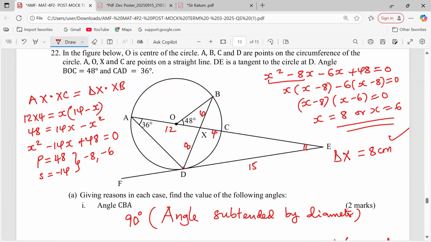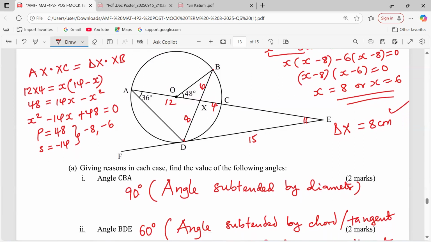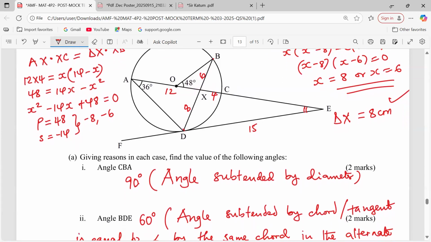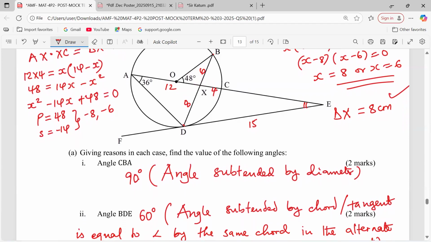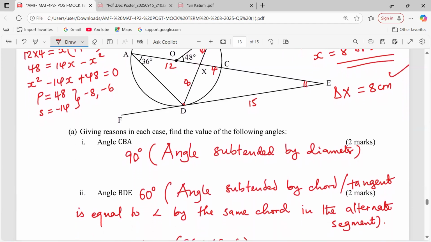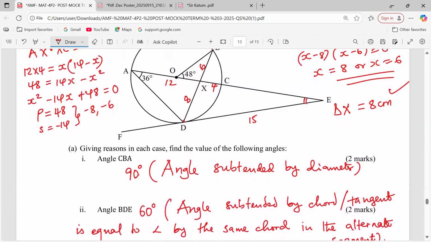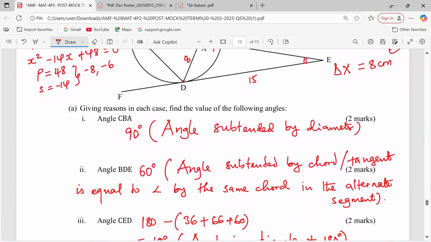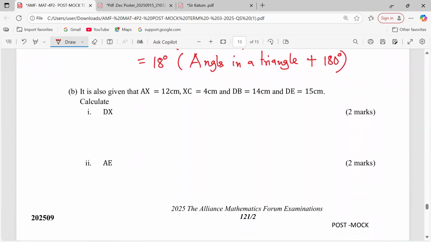But since the two values of x are positive, the mark will go to either of them. But logically, I will work with 8 for that particular case. So this is 8 centimeters. It can also be 6 centimeters.